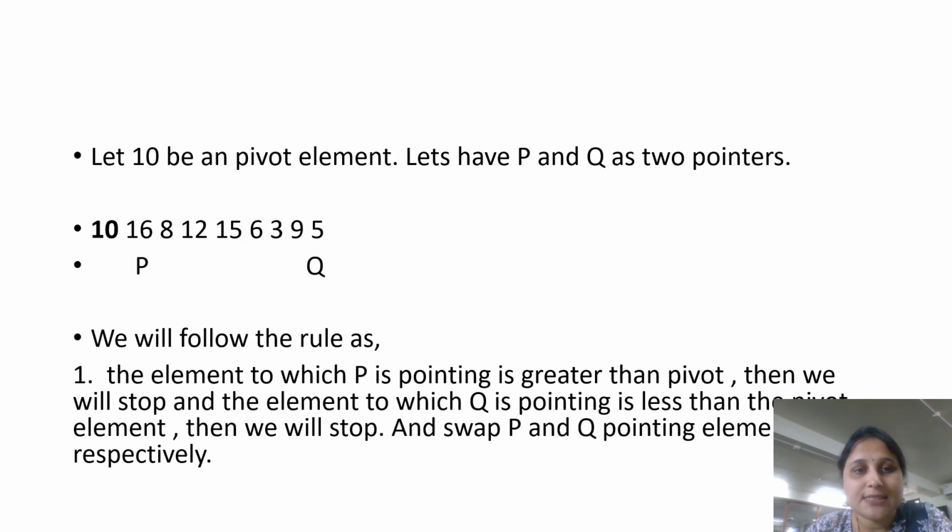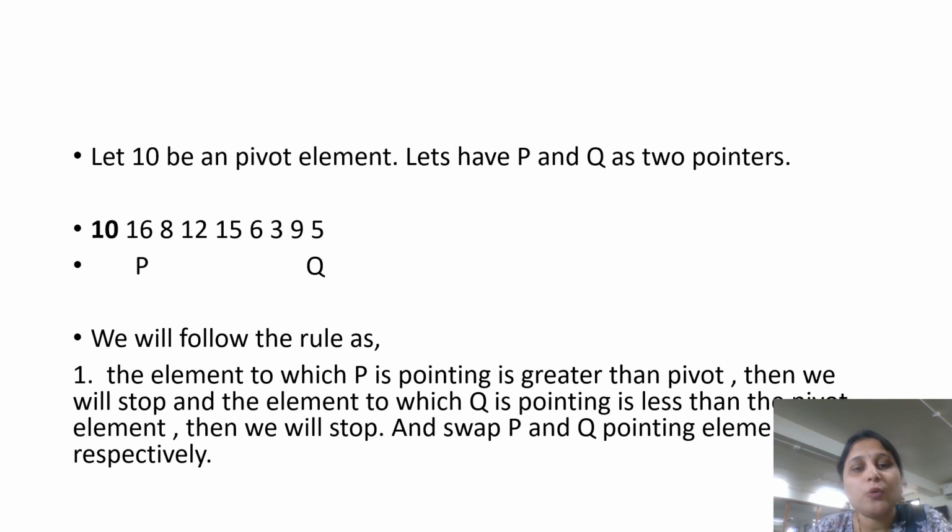Now in this list I have chosen 10 as the pivot element. Let 10 be the pivot element and we are using two pointers, say P and Q. You can give any names to these pointers; I have named them P and Q. Now here you can see 10 is the pivot, which is bold, and P is pointing to the next element after the pivot, that is 16, and Q is pointing to the last element in the list, that is 5.